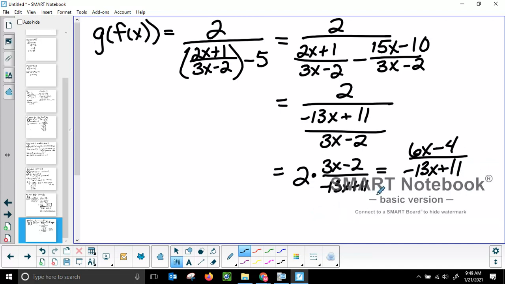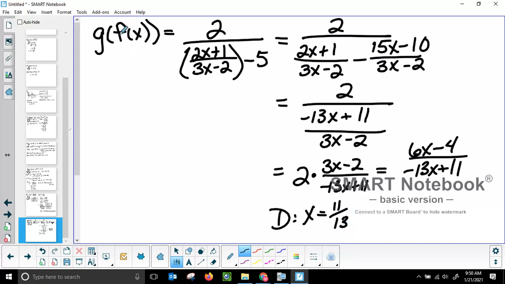So we're good here. Some people may factor out a negative and put it out front and call this 13x minus 11. Doesn't really matter. But this is our g of f of x. So my domain, of course, whatever makes the bottom 0 cannot be in the domain. So set that equal to 0. Subtract 11. Divide by negative 13. So x cannot equal 11 over 13.